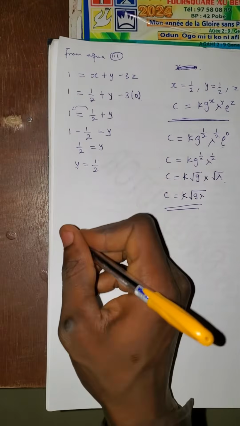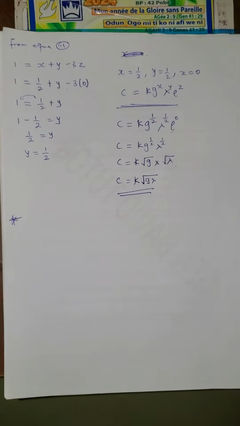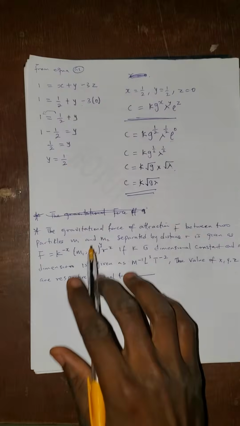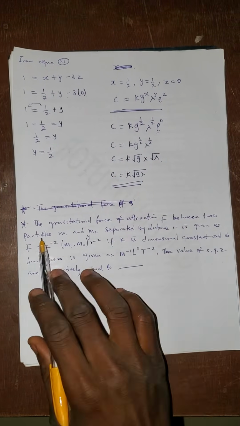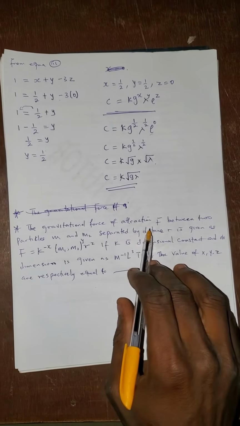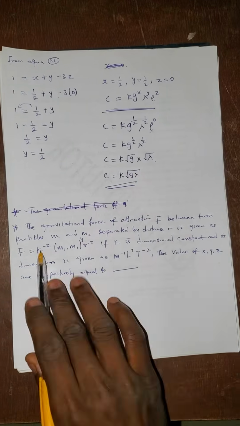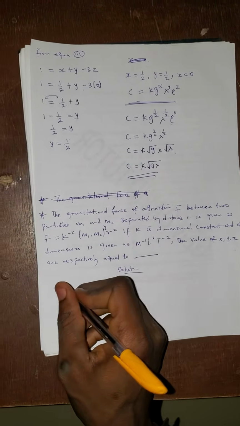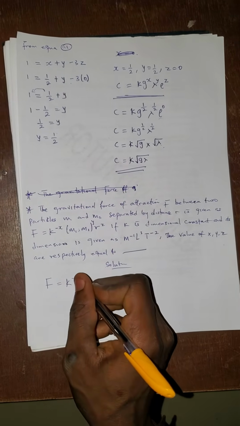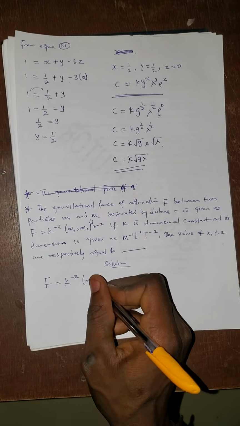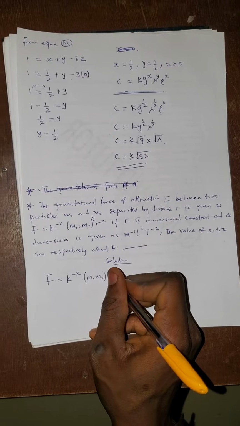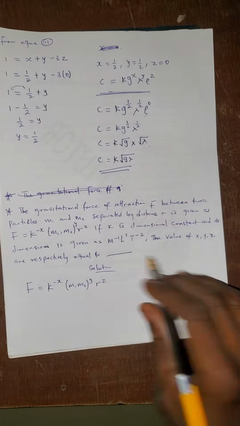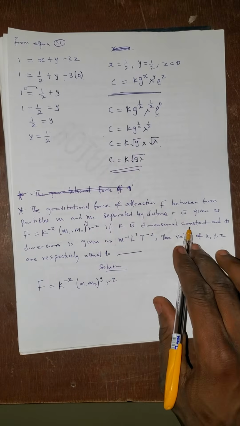Now, question number 3. See this question. It says the gravitational force of attraction F between the particles M1 and M2 separated by distance R is given as F equals, so let's solve. It's given as F equals K raised to power minus X, then bracket M1 M2 raised to power Y, R raised to power Z. They said K is dimensionless.